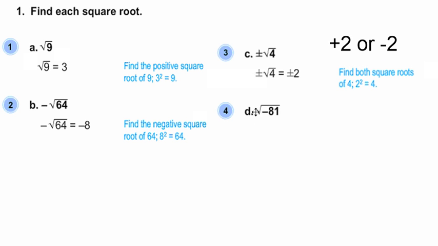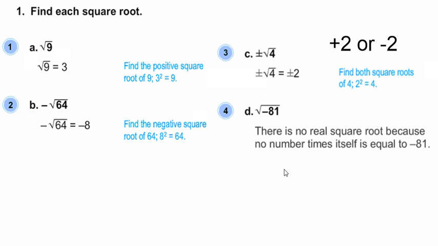And here we have the square root of negative 81. Now, as discussed earlier, you can't take a square root of a negative number because any number multiplied by itself, whether it's positive or negative, is going to be positive. So there's no real square root because no number times itself is equal to negative 81.